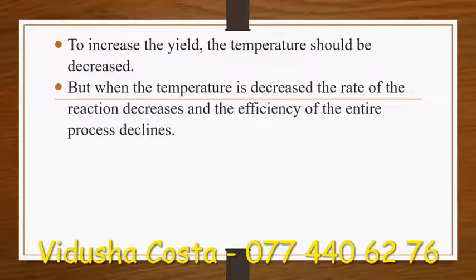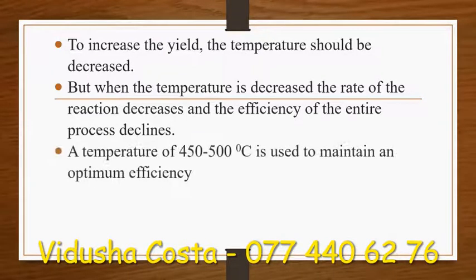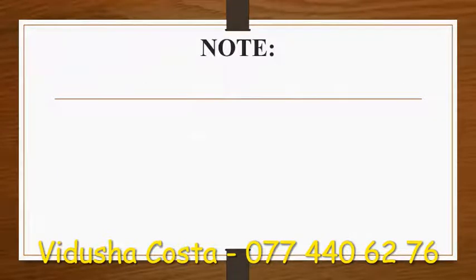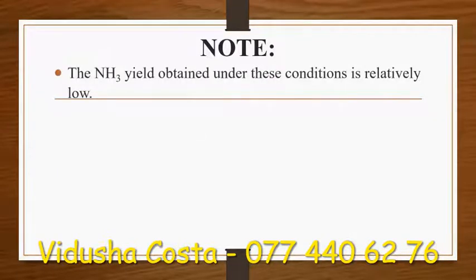But when the temperature is decreased, we consider the rate of the reaction decreases and the efficiency of the entire process declines. A temperature of 450 to 500 is used to maintain an optimum efficiency. And remember, the ammonia yield obtained under these conditions is relatively low.